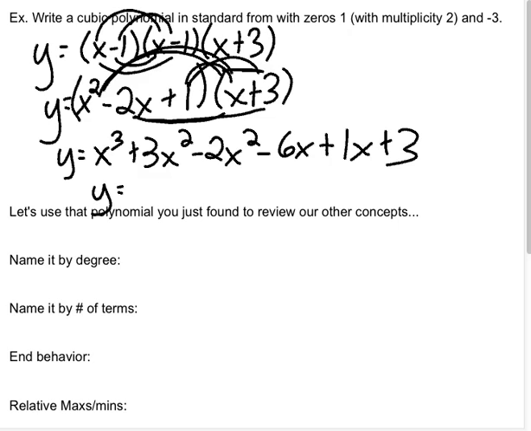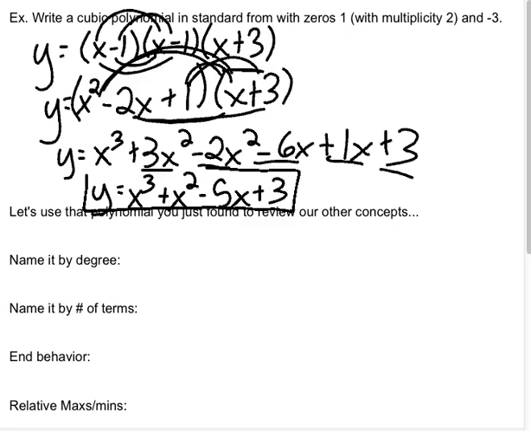But now this thing has to simplify. So I have x cubed, 3x squared minus 2x squared, plus 1x squared. Negative 6x plus 1x is a negative 5x, and then a plus 3 at the end. So again, basically FOILing twice, but this one is a little bit more involved than normal FOILing, but still completely doable.